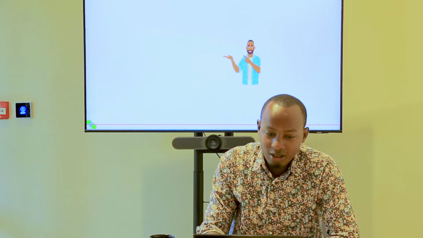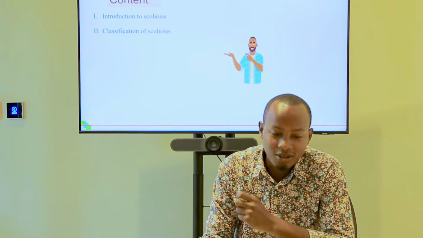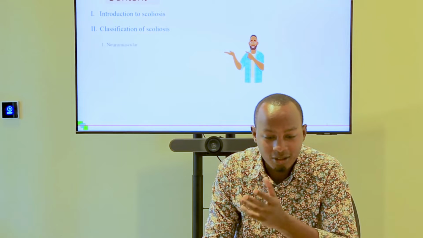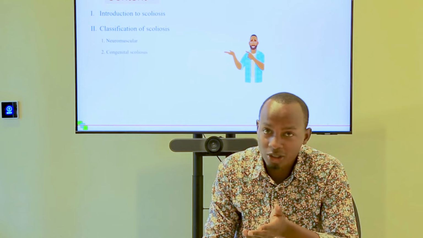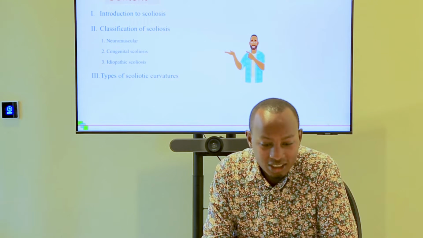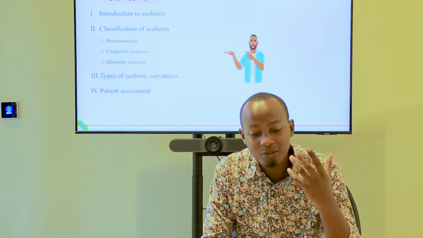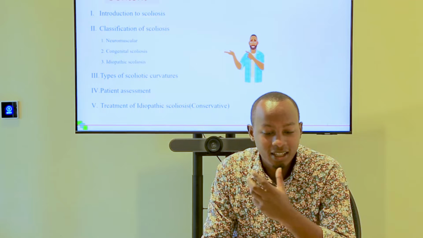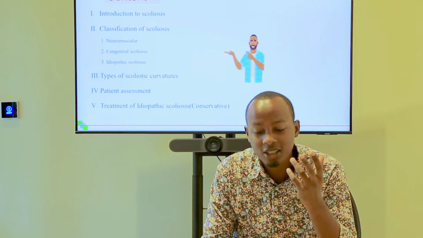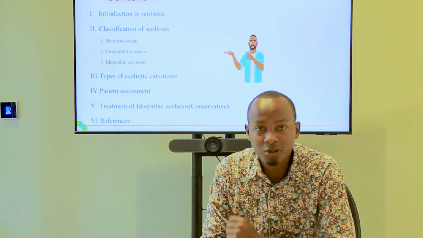Sciences. The content of today, we are going to discuss first the introduction to scoliosis, the classification of scoliosis, where we will have neuromuscular, congenital scoliosis, and idiopathic scoliosis. And the third part, we'll see the types of scoliotic curvatures, the patient assessment, how do we assess the patient with scoliosis, and how do we treat the patient with idiopathic scoliosis, specifically on conservative treatment. And the last one will be the references. Let's start with the introduction to scoliosis.